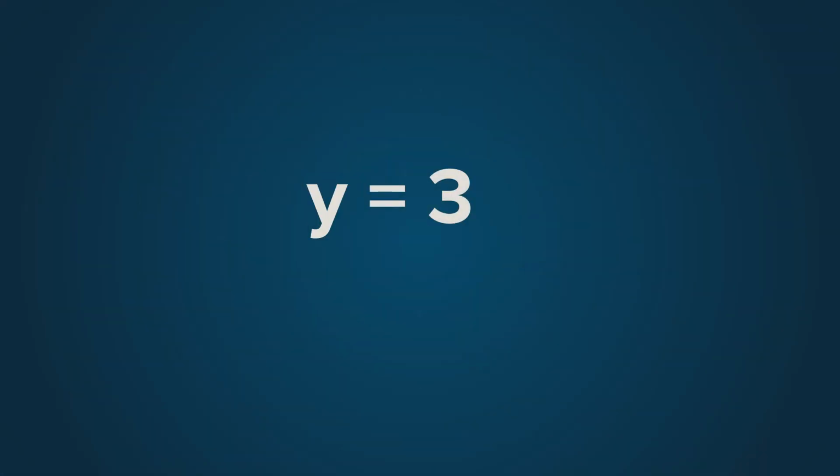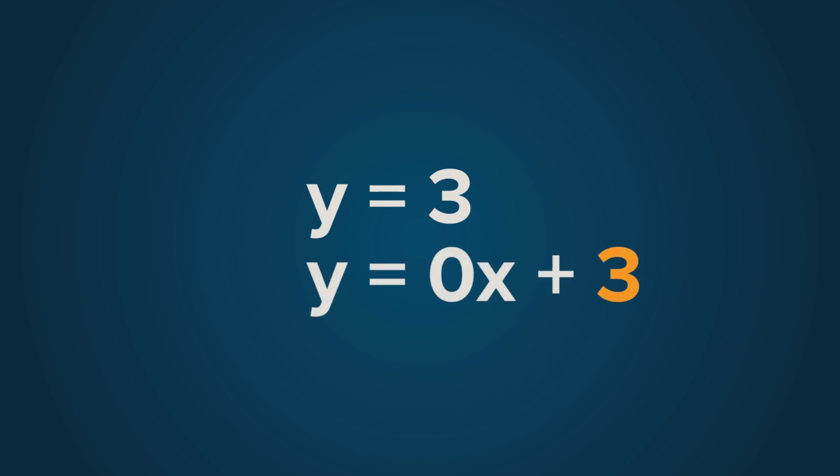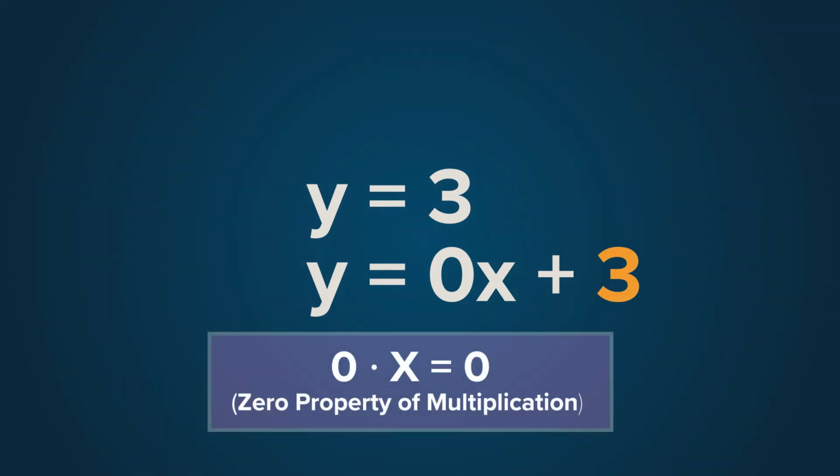What about this equation? y equals 3. Where's the x? There isn't any. The coefficient of x must be 0. When the term with x is not written in the equation, it means that the coefficient of x must be 0. It does not need to be written because the product of 0 and any number is 0. That is the zero property of multiplication.